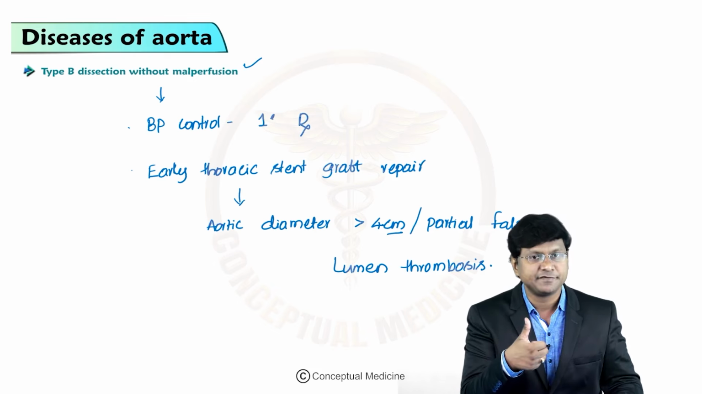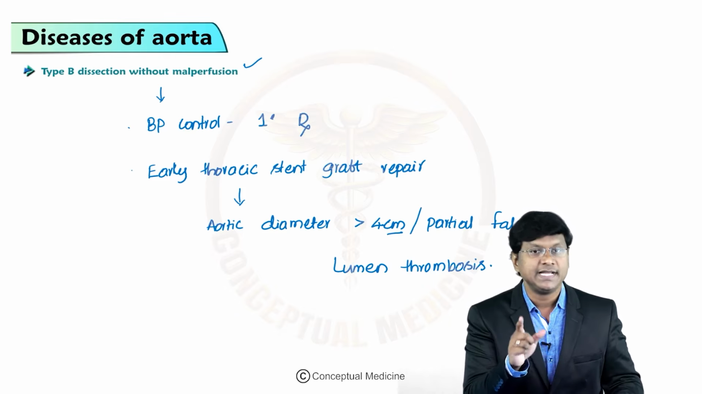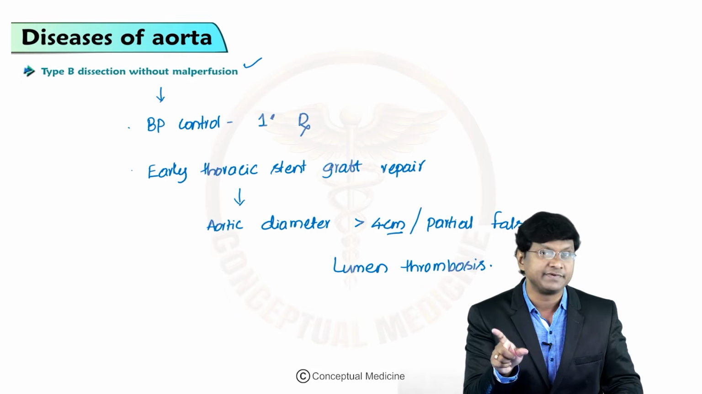So medical management first: you need to give morphine sulfate to reduce the pain, and you need to reduce the blood pressure. The target blood pressure should be around 100 to 120 and the heart rate should be around 60 to 70, for which you can give labetalol. And the alternative drug that you can give is esmolol. And diazoxide and hydralazine should never be given.